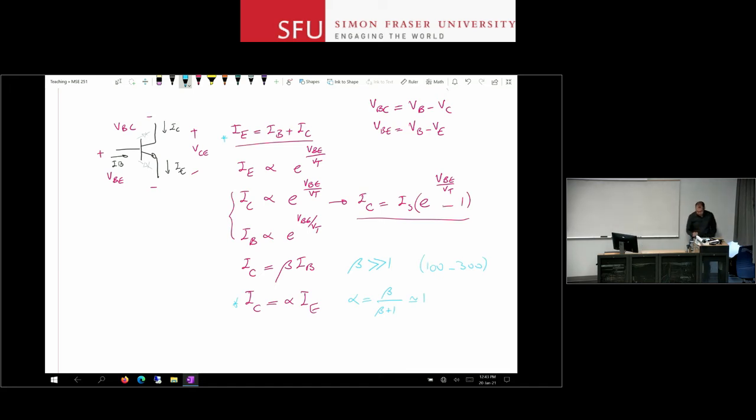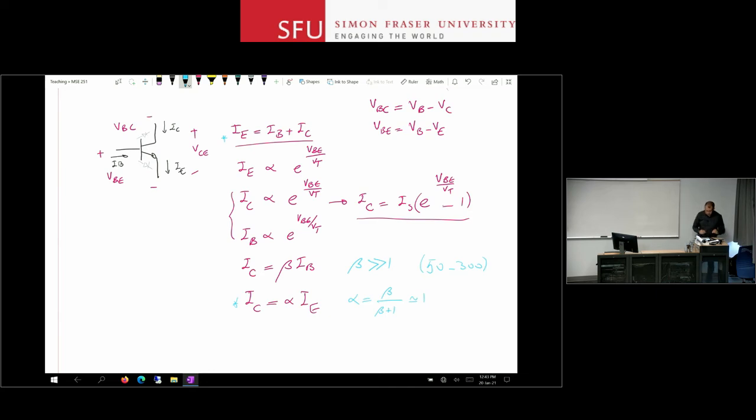So I would want to maybe change the low end in this range. If you're dealing with power transistors, beta can be as low as 50 or maybe even 20. But it is still much bigger than 1 for most practical applications. And then if beta is 50, alpha is still 0.95 or something.